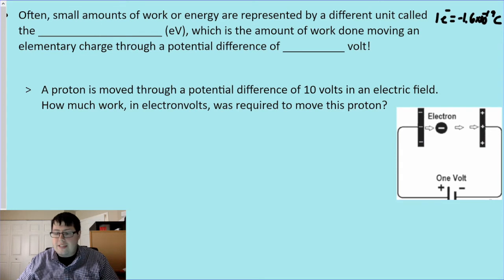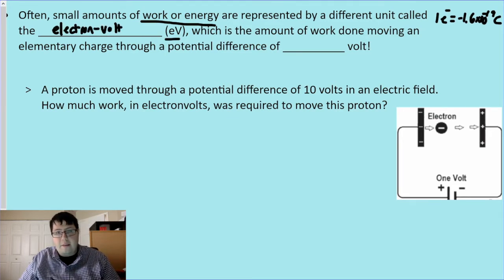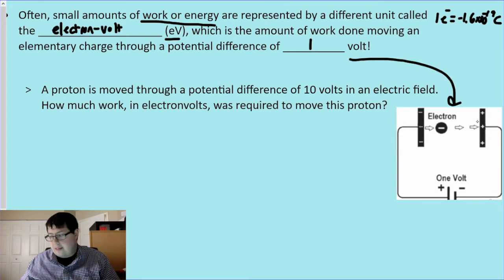And so physicists often use a different unit to represent really small amounts of energy that are used to take an electron, for example, across some type of voltage. So to represent small amounts of work or energy, the unit we're going to use is called the electron volt, or eV. And it's the amount of work done moving an elementary charge, like an electron or a proton, through a potential difference of 1 volt, hence why it's called an electron volt. So for example, if you look at this picture down here, this is the kind of situation you'd see an electron volt in. If I have a battery here that's applying 1 volt, and 1 electron moves from this plate to that plate, the amount of energy that is gained by that electron moving from there to there is 1 electron volt. We can see here why this kind of analysis is so different than what we've seen before.